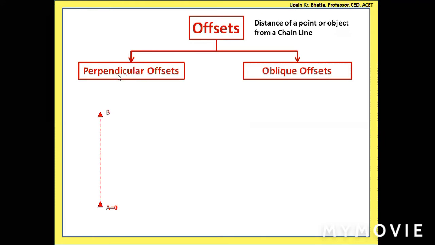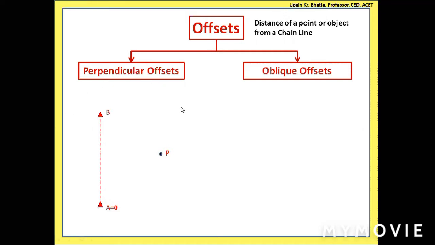Regarding the perpendicular offset, let us assume that this AB is the main line or the chain line with distance A equal to 0. At A, we have fixed the 0 end of the chain, so the chainage at point A is 0. And let us assume that this is the point P, whose location is to be measured with respect to this chain line, in the form of a perpendicular offset.